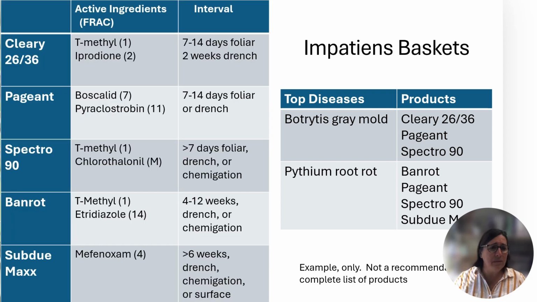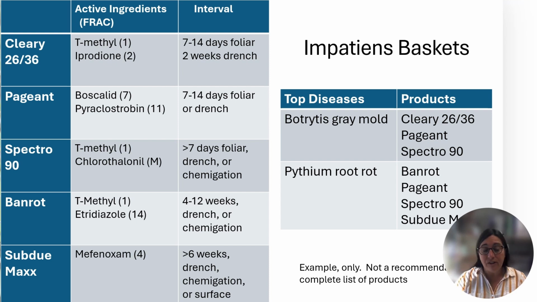Now let's look at the labels of these products. Okay, so Cleary's 2636 is a thiophanate methyl, FRAC 1, and iprodione, FRAC 2. So remember that FRAC is our fungicide resistance coding system, and so it kind of helps us with our rotations.